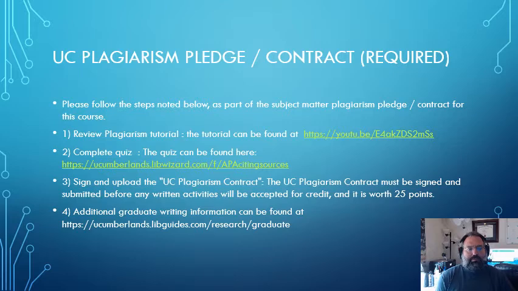You're also asked to complete the University of Cumberland's plagiarism pledge contract. This is required, and you are to complete a simple tutorial, take a quiz, sign and upload the contract, and it must be submitted before other written assignments will be accepted for credit. Feel free to research this topic in the links provided below. But understand, plagiarism will not be tolerated in this course, and if you commit the offense, you will fail the course, most likely. So do not plagiarize, do your own work, make sure that you cite the sources you use.